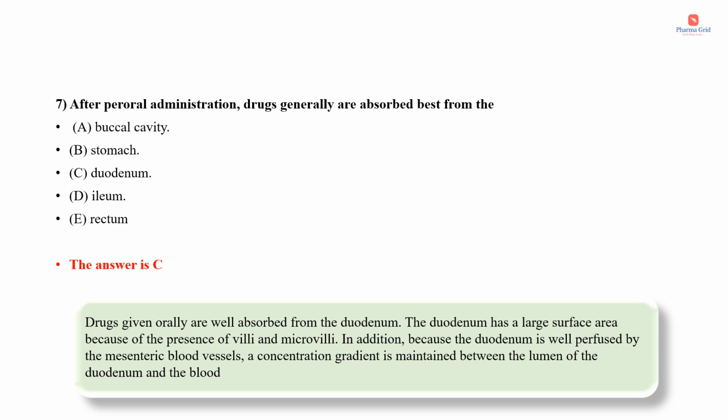The duodenum has a large surface area because of the presence of villi and microvilli. In addition, because the duodenum is well perfused by the mesenteric blood vessels, a concentration gradient is maintained between the lumen of the duodenum and the blood.